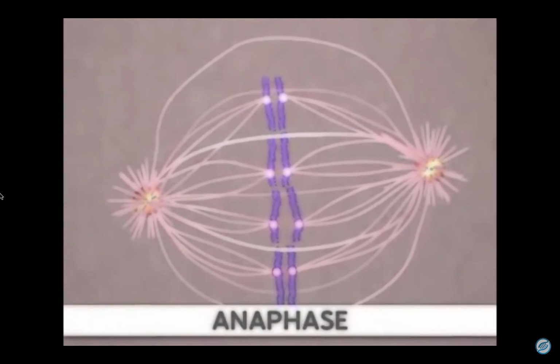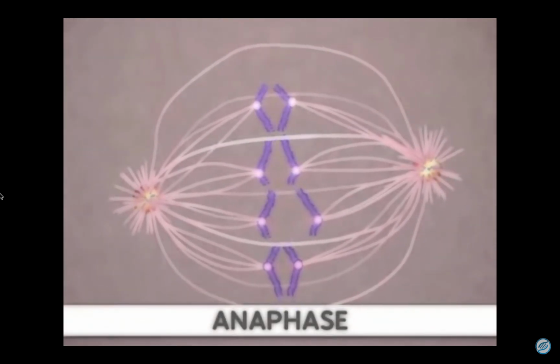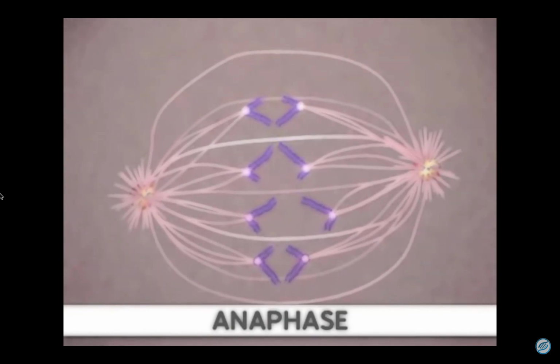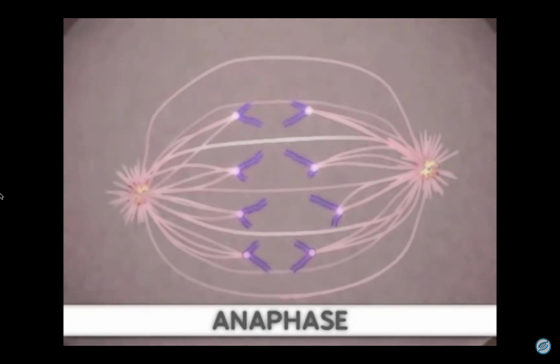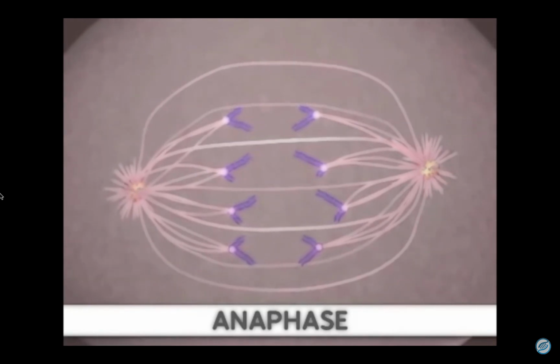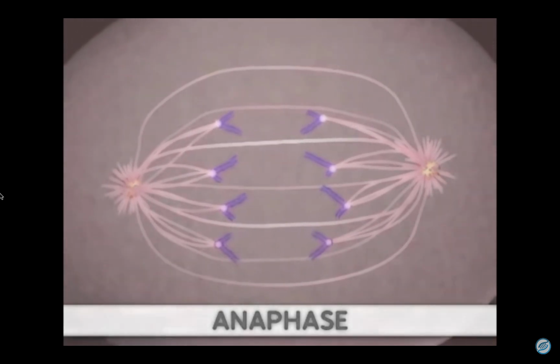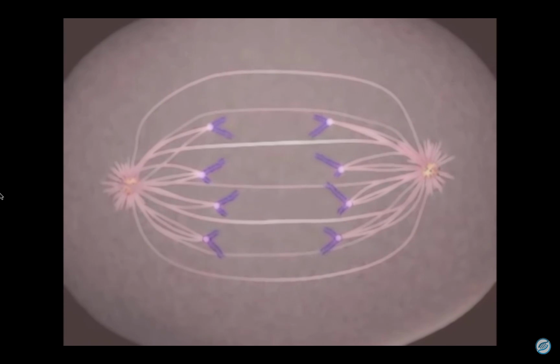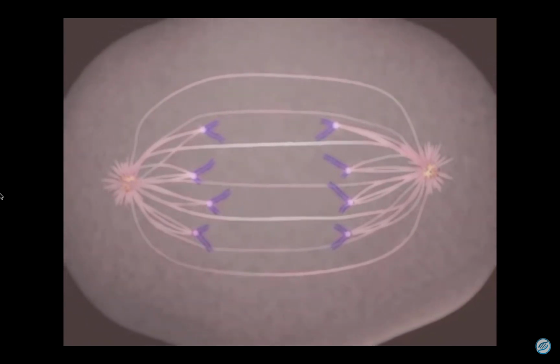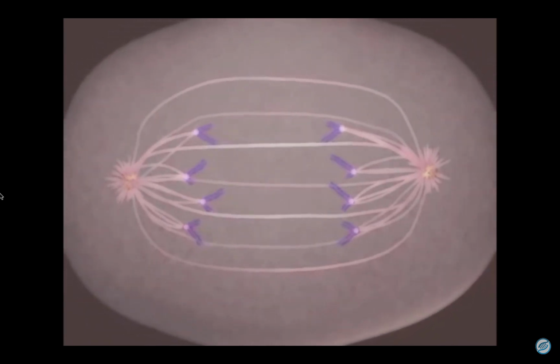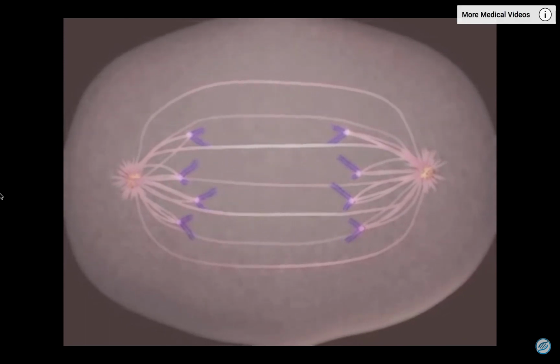Additionally, the poles of the cell move farther apart, causing increased separation of sister chromatids. At the end of anaphase, the sister chromatids have moved to the two ends of the cell. Telophase is the final stage of mitosis. It is here the components of the new cells begin to appear.